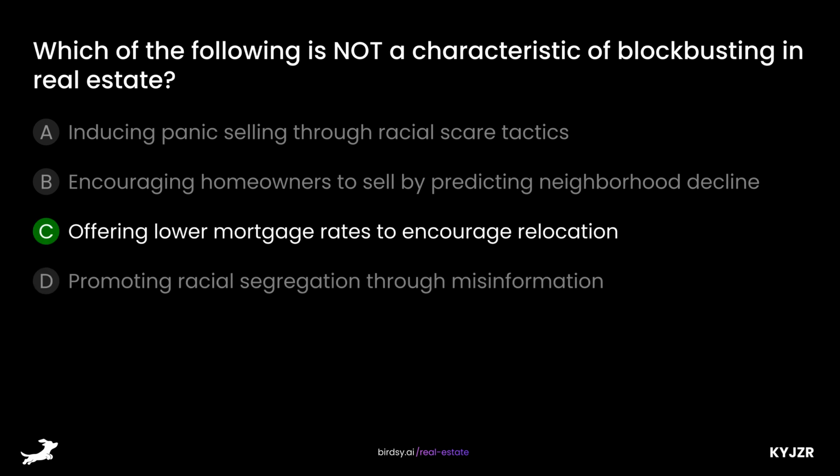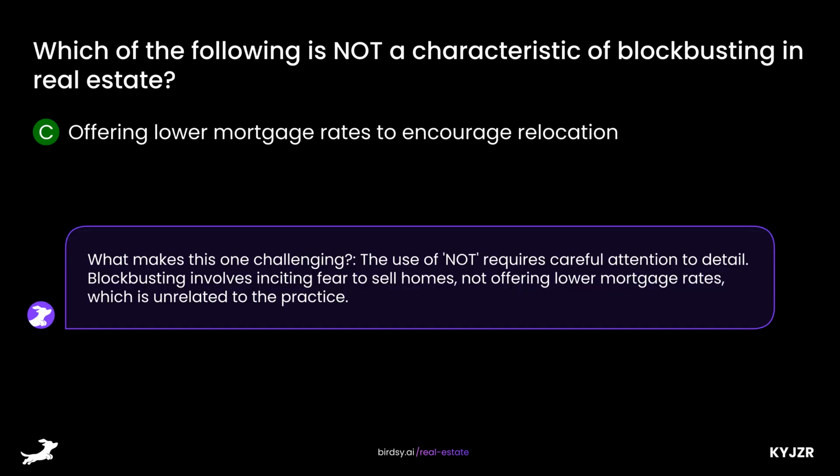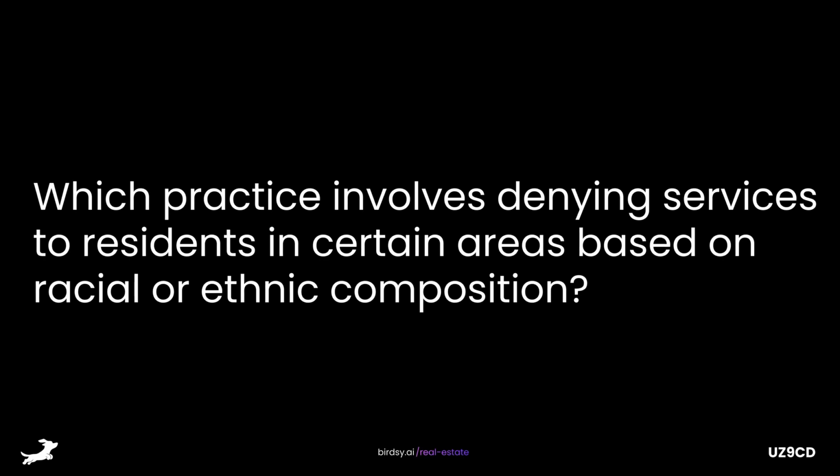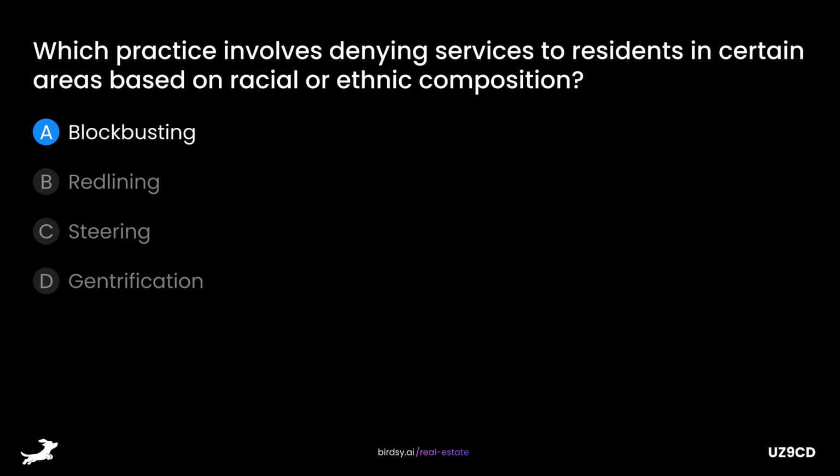The answer is C, offering lower mortgage rates to encourage relocation. What makes this one challenging? The use of "not" requires careful attention to detail. Blockbusting involves inciting fear to sell homes, not offering lower mortgage rates, which is unrelated to the practice. Which practice involves denying services to residents in certain areas based on racial or ethnic composition? Is it A, blockbusting, B, redlining, C, steering, or D, gentrification?